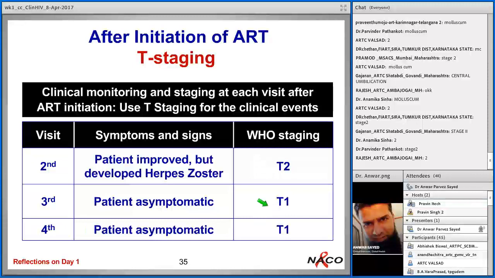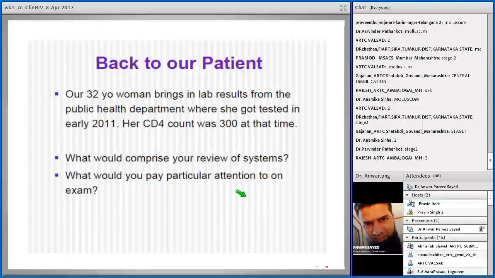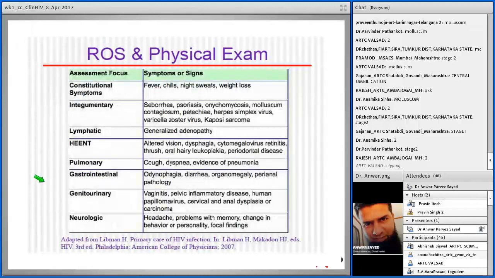Now the patient is on treatment. After some time, treatment is completed or cured, and the person is absolutely asymptomatic. You will write WHO clinical stage 1. But in the meantime, suppose you have started the patient on ART. So if a person goes on ART, then while writing WHO clinical staging you will write T staging. T stands for treatment. So in the initial stage the patient improved, and if the patient is on ART, you will write staging as T staging.